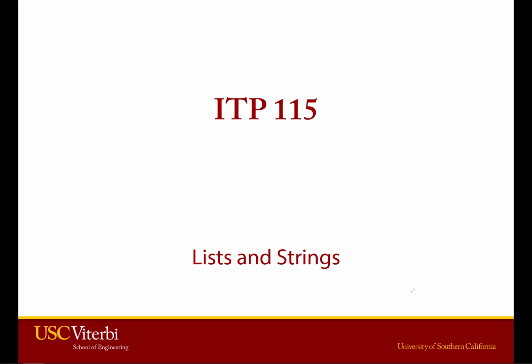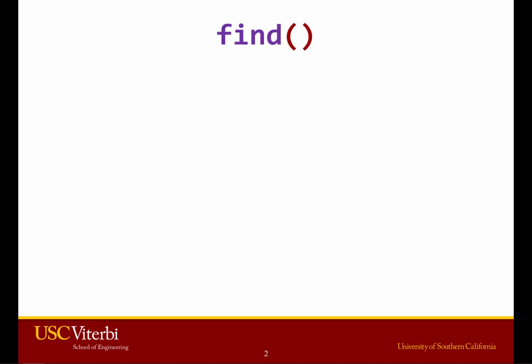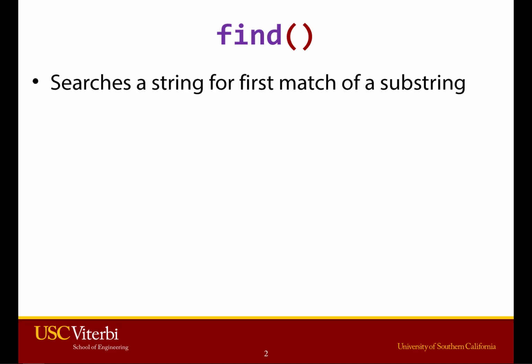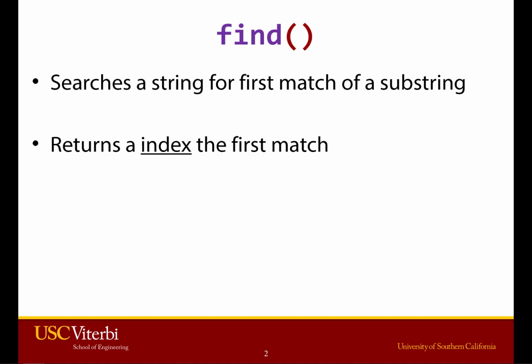Hello! We're going to talk more about strings and lists and how they work together by exploring 4 unique methods that work with them. So the first is find. Find will search a string and find a match. This is more of a string-specific method. What it'll do is tell you where the index is that you found the match.